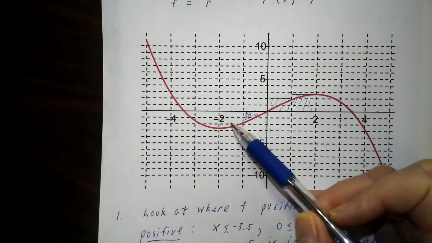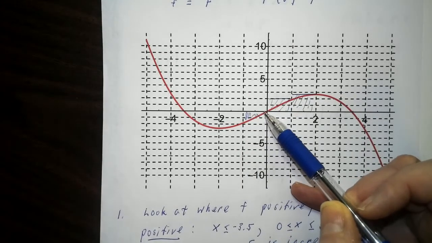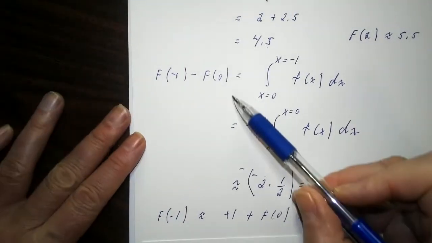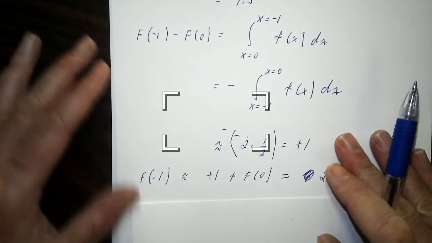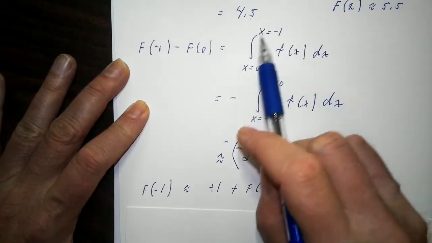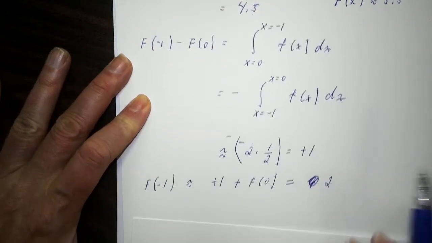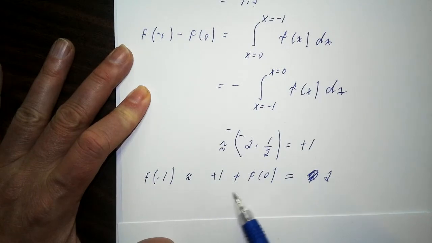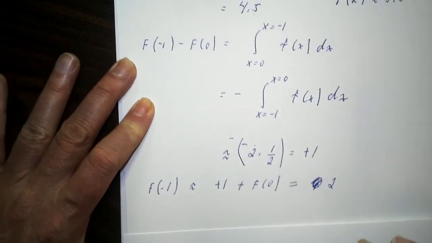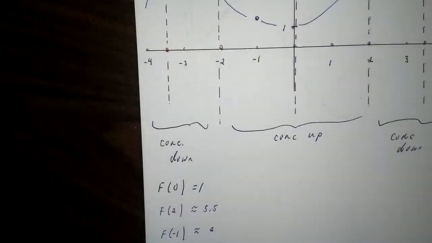Again, the integral from minus 1 to 0, which we approximated using a Riemann sum, is negative. But then we already had this negative sign out in front because we switched the order of integration. So capital F of negative 1 minus capital F of 0 is 1 approximately, which means that capital F of negative 1 would work out to be about 2. And again, this is an approximation using the Riemann sum. Let's put all of this together now with the graph.